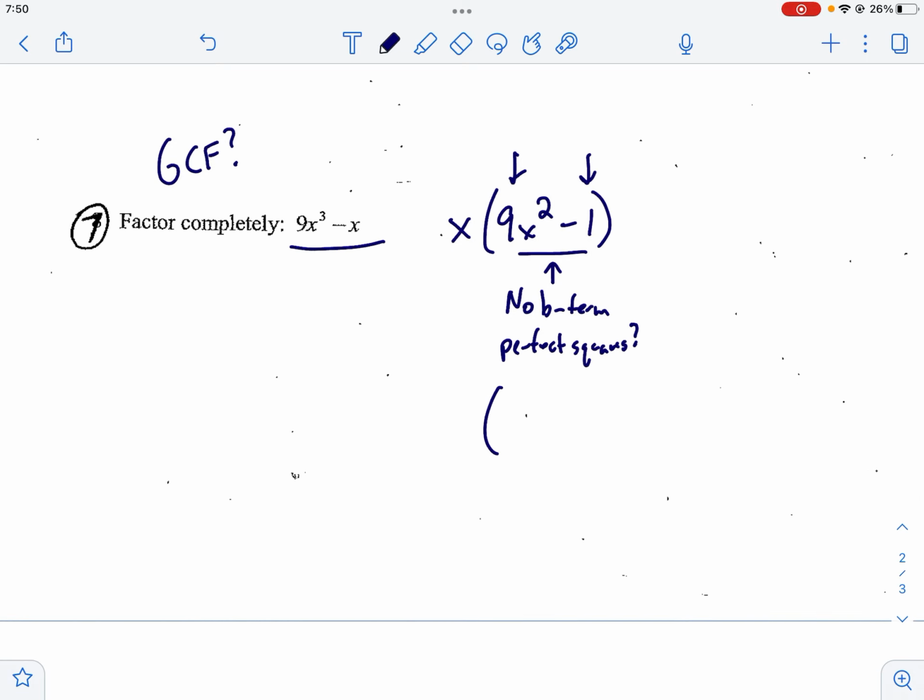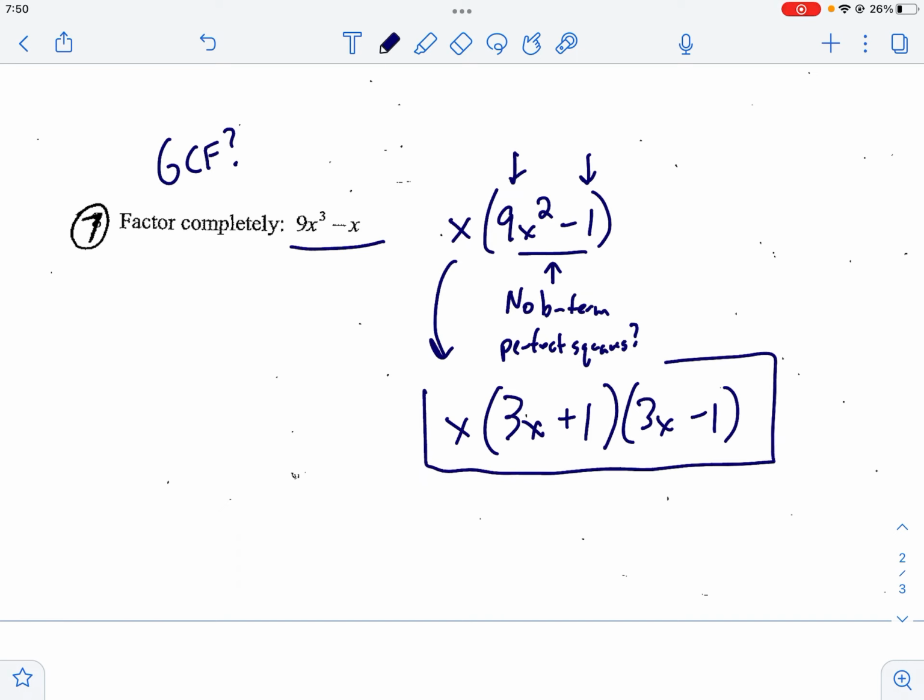For 9x squared, that's 3x times 3x. For negative 1, that would be positive 1 times negative 1. So factored completely, we'll need to bring that greatest common factor down as well. The final answer would be x times 3x plus 1 times 3x minus 1.